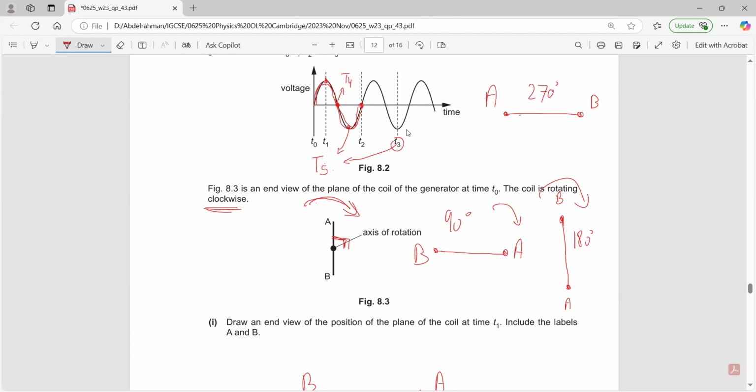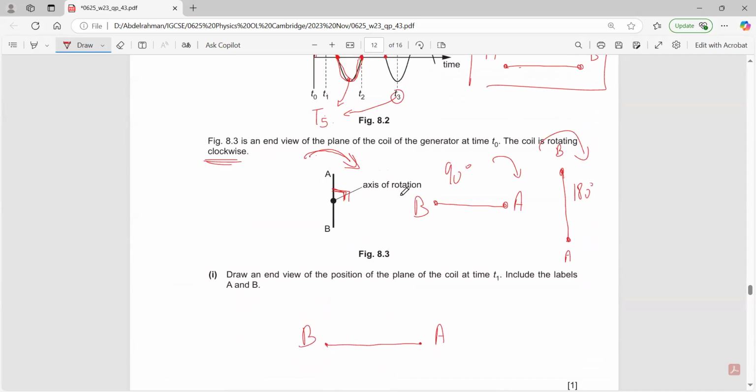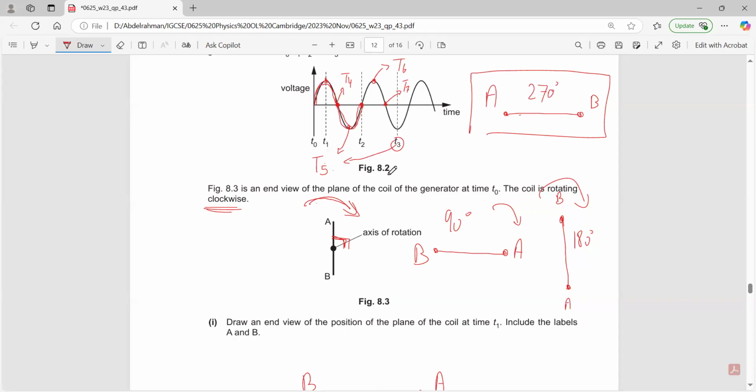After it completes a full rotation, it will go on rotating a quarter rotation. So at this point, if we say that this is T6, for example, it would be the same as T1. If I say this is T7, this would be the same as T4. T3 is the same as T5, which is at this position. It has completed three quarters of a rotation. So A would be on the left and B would be on the right. This is three quarters of a rotation.